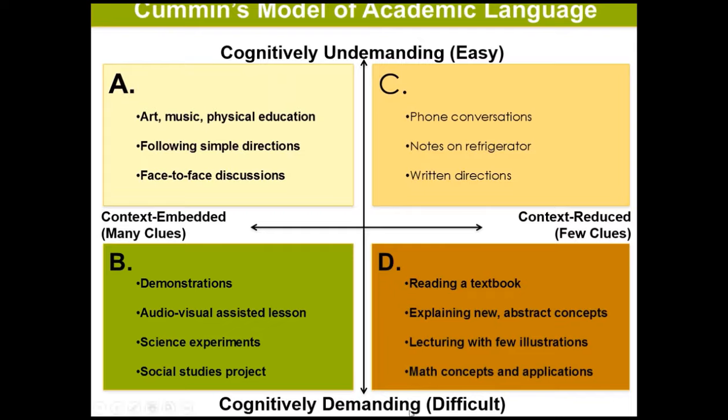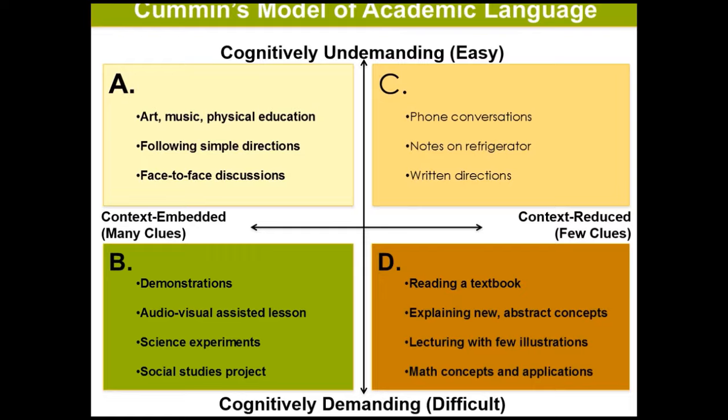Quadrant D moves back down to cognitively demanding and also with few clues. This would be the hardest concepts for students to practice: reading a textbook, explaining new abstract concepts, lecturing with few illustrations, and math concepts and applications.